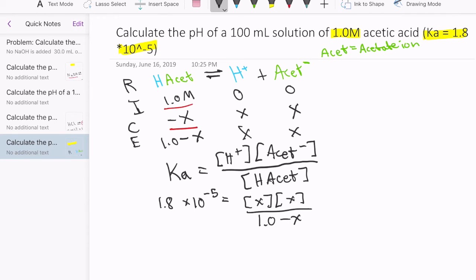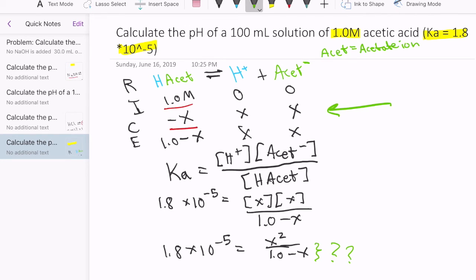We can multiply these two x's with one another very simply, by saying 1.8 times 10 to the negative fifth equals x squared over 1.0 minus x. The question comes up though, what do we do with this 1.0 minus x term? What we do is something called the small x approximation. We know that the value of x in this situation is going to be relatively small compared to the value 1. We know x is significantly smaller than the value 1. Because of this, the 1.0 minus x term is going to be very, very close to 1.0, and so we can simply ignore the x.